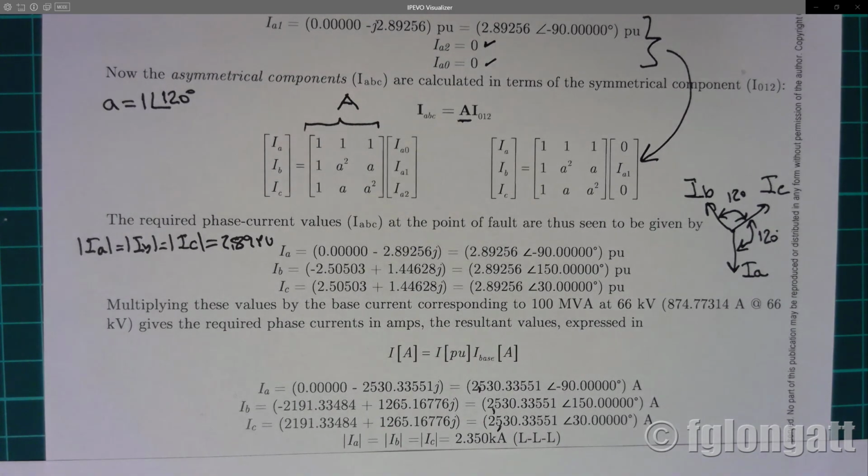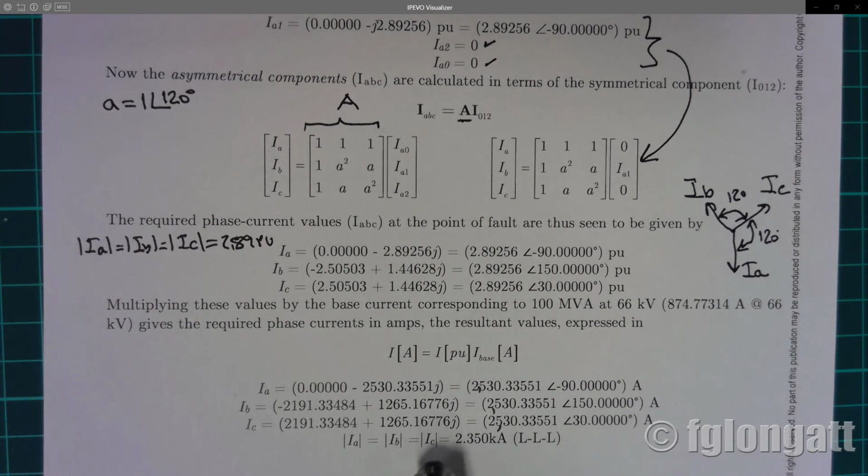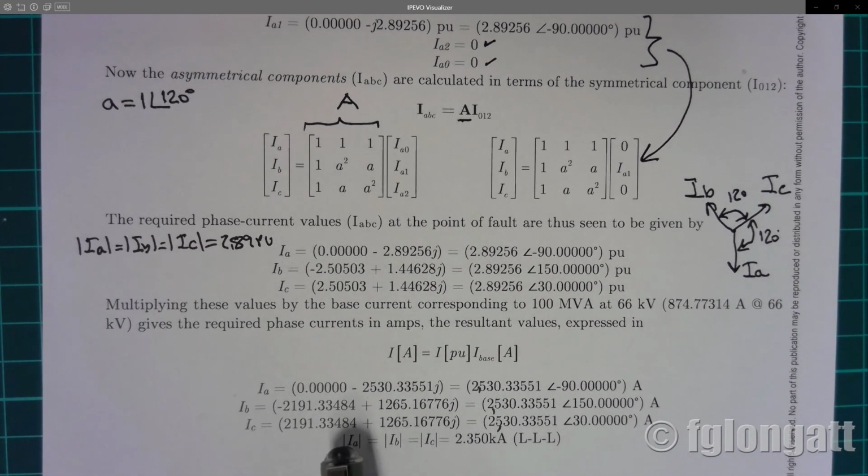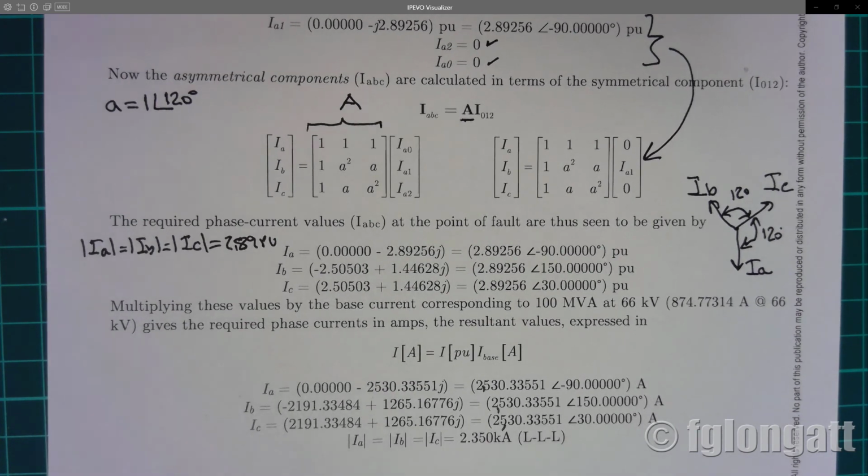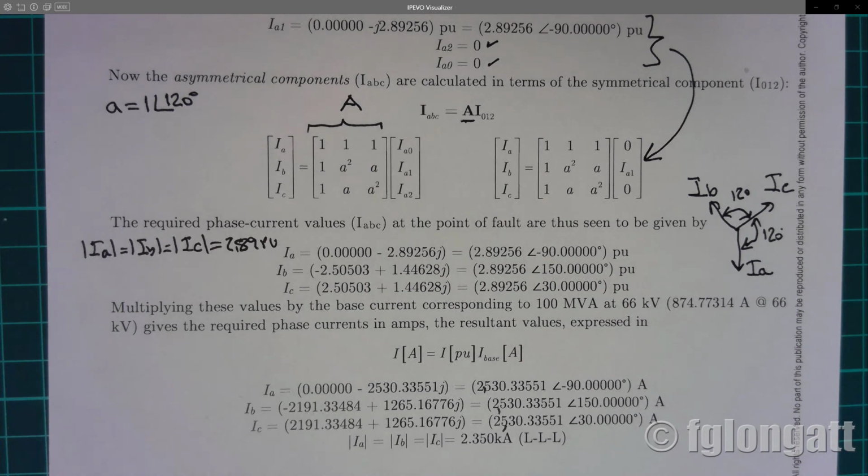And the most interesting thing here, as you can see, we have 2.35 kiloamps in each line. This is a three-phase fault. This is a three-phase fault, and it's very simple for my students to see that the magnitude of the three currents, they are the same, 2.35 kiloamps, because this is a line-to-line-to-line three-phase short circuit.